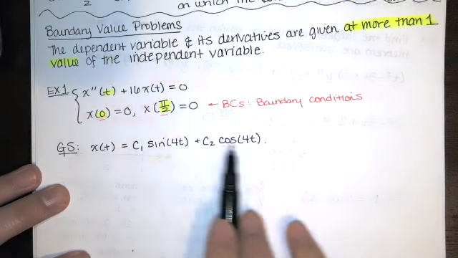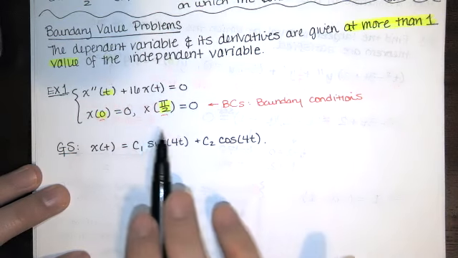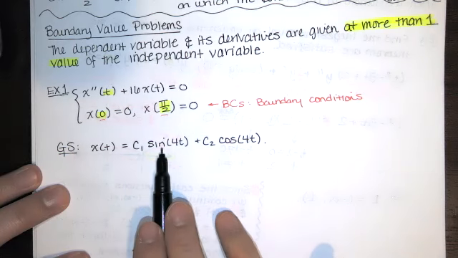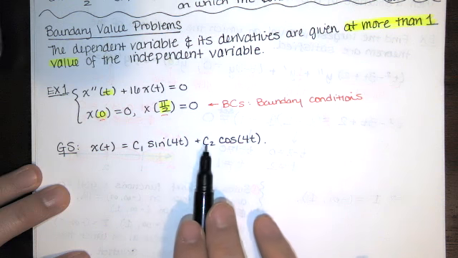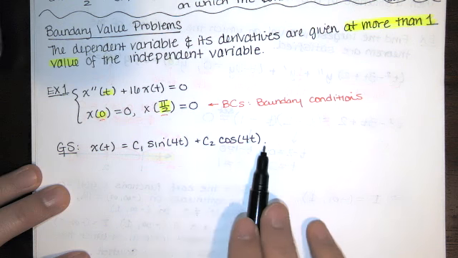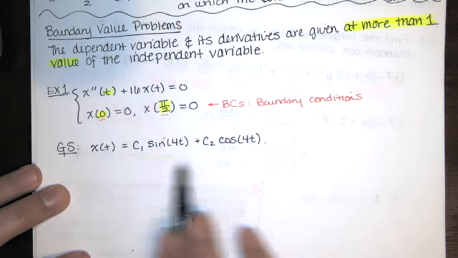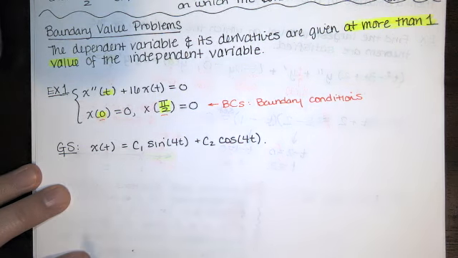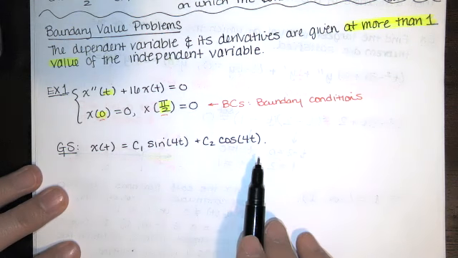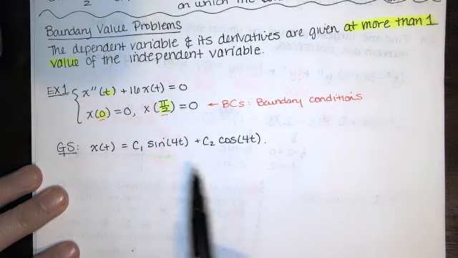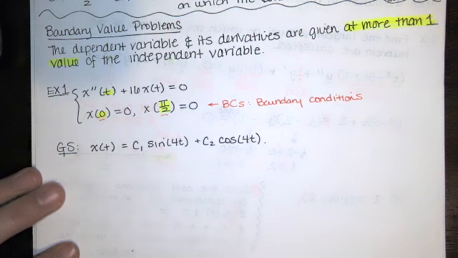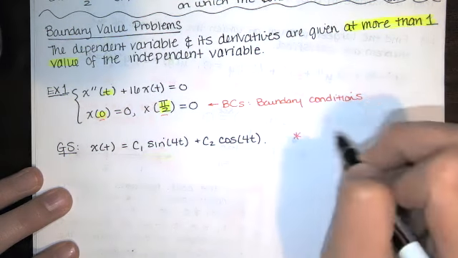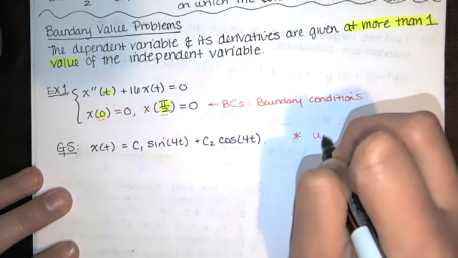If I take the second derivative of this and plug it in, I'll have negative 16 c1 sine of 4t plus negative 16 c2 cosine of 4t plus 16 times all of this. The terms cancel and you get 0. So this works. It's the general solution, the family of solutions that contains all solutions. We'll learn how to find this later this semester. Let me just make that note for you.